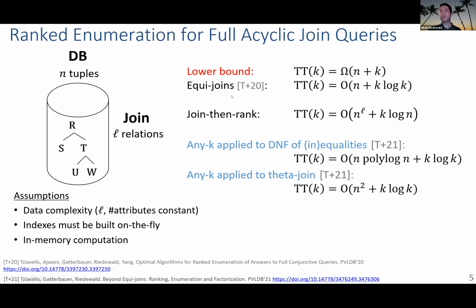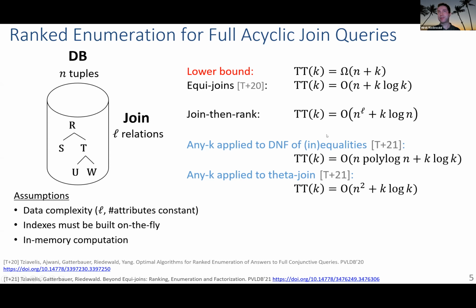Now for equijoins, we saw before, just Nikos talked about it also, time to k is essentially linear for preprocessing plus k log k for the delay of outputting the results of the join one by one. The naive join and rank approach, which is essentially what database optimizers typically pick, would be n to the power L plus k log n, which is much worse, clearly.